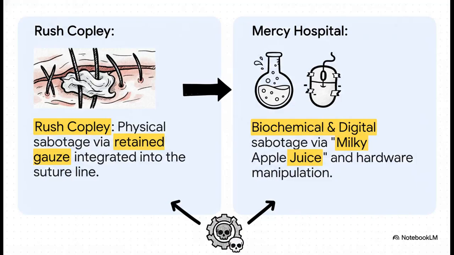And check this out. By putting these two incidents next to each other, the document tries to show a pattern of sabotage. At Rush Copley, it was physical, that retained gauze. But later at Mercy Hospital, it allegedly became biochemical and digital, mentioning things like milky apple juice and hot potato hardware manipulation. The argument is that the method changed, but the underlying intent was exactly the same.